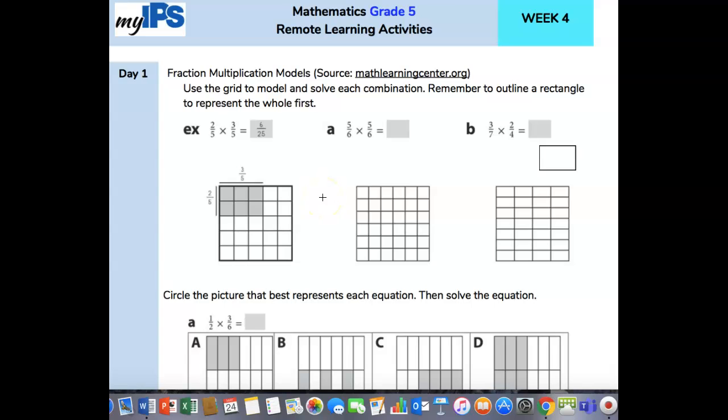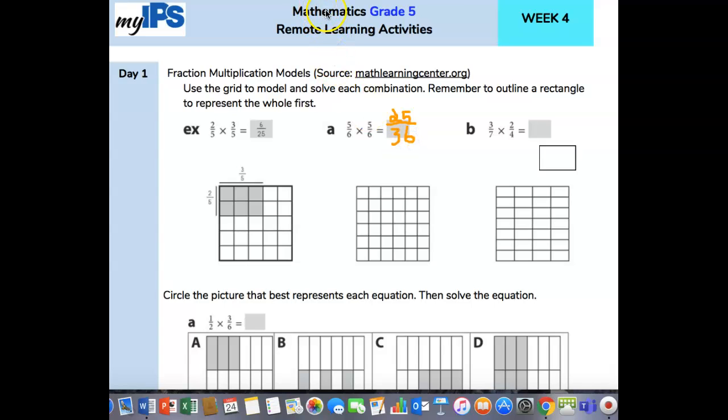All right, let's look at this one now. This is interesting, isn't it? Hold on a minute. All right, so when we do the math here, we can see that the answer is going to be 25, I should say, 25/36. Okay? But we have to show that. We have to model that.